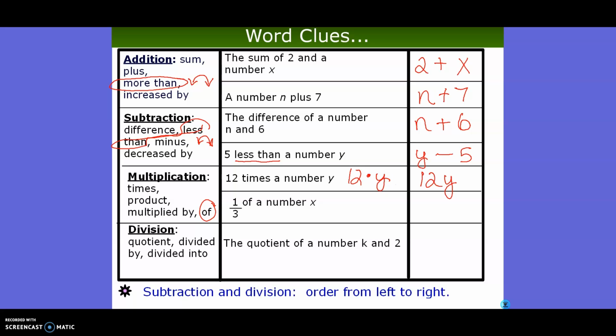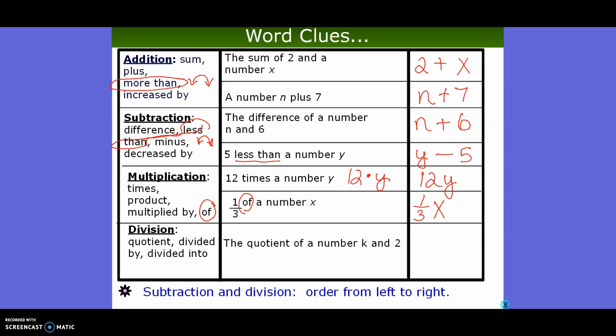But that dot is not necessary, but it's your choice. One third of a number x. Now, many students will say, okay, well, I need 1/3 of x, so I'm going to do x divided by 3. That is incorrect for this translation, and it's because of that word of. So all I'm doing is taking 1/3 and multiplying it by x.